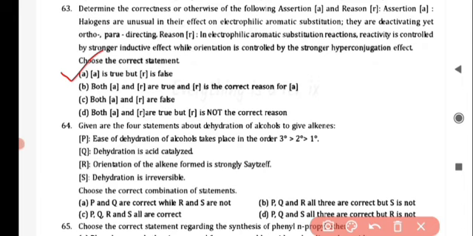Next question is, given are the 4 statements about dehydration of alcohols to give alkenes. P is, ease of dehydration of alcohol takes place in the order tertiary, then secondary, then primary. Q is, dehydration is acid catalyzed. R is, orientation of the alkene formed is strongly Saytzeff. S is, dehydration is irreversible. Now choose the correct combination of statements. So the correct answer is option B, that is P, Q and R. All three are correct, but S is incorrect.